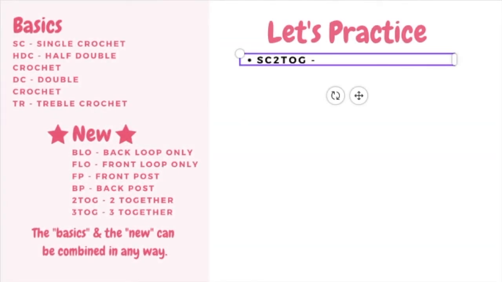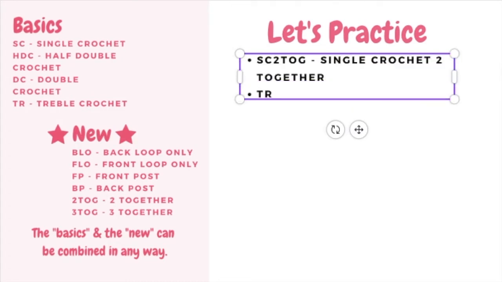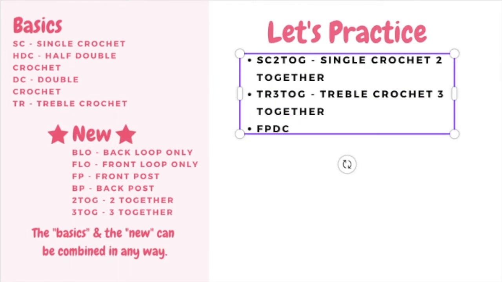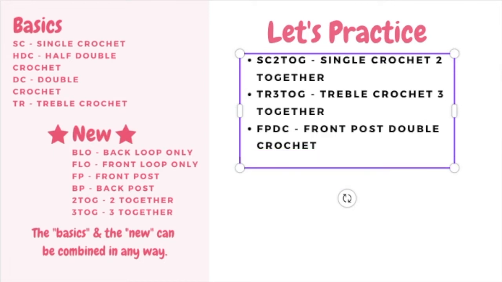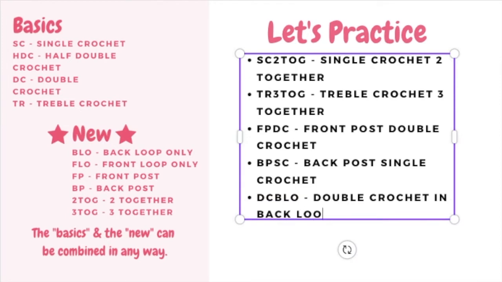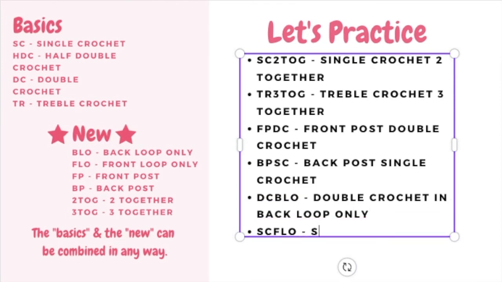SC, 2 TOG, single crochet 2 together. TR, 3 TOG, treble crochet 3 together. FPDC, front post double crochet. BPSC, back post single crochet. DCBLO, double crochet in the back loop only. SCFLO, single crochet in the front loop only.